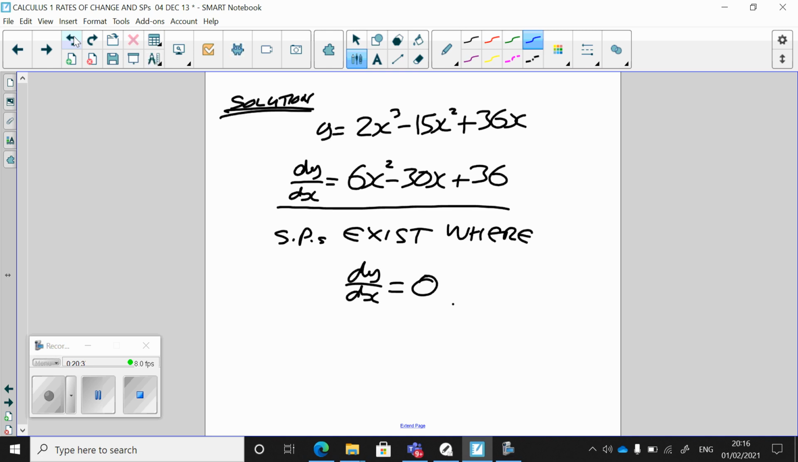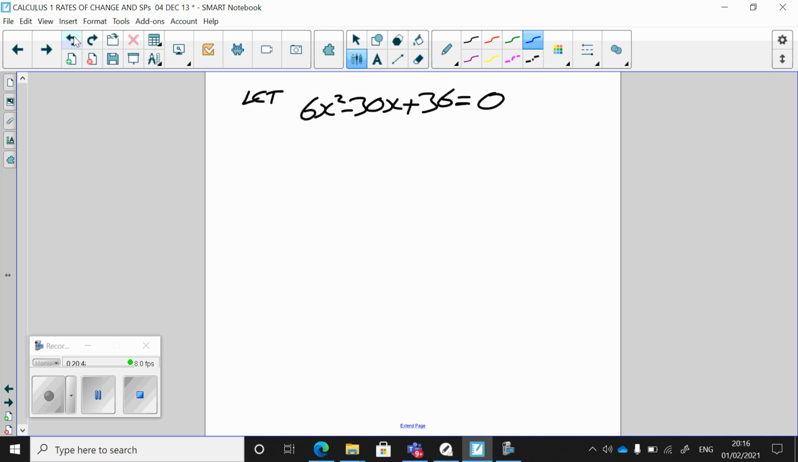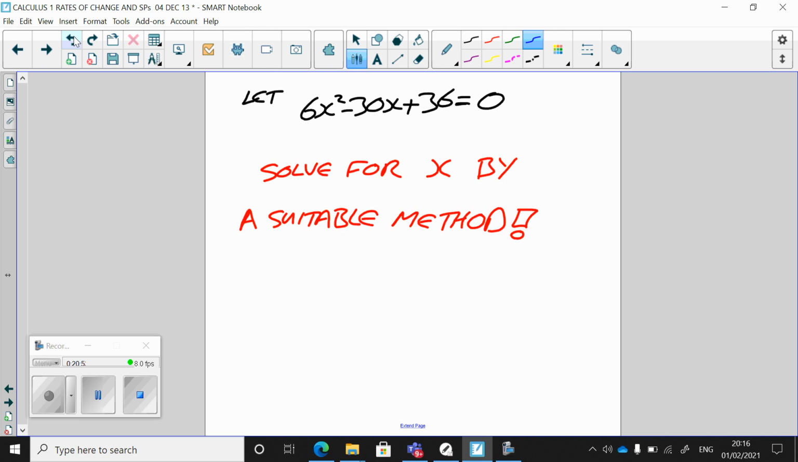Next thing, state your condition. Okay, it's always good to state that. That is a trigger for what happens next. Take your derivative and make it equal to 0. Right, that's a quadratic equation. You go and solve it by whatever means you find easiest.